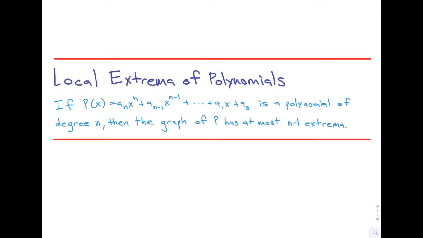And local extrema of polynomials: if p of x is a polynomial of degree n, then the graph of p has at most n minus 1 extrema.